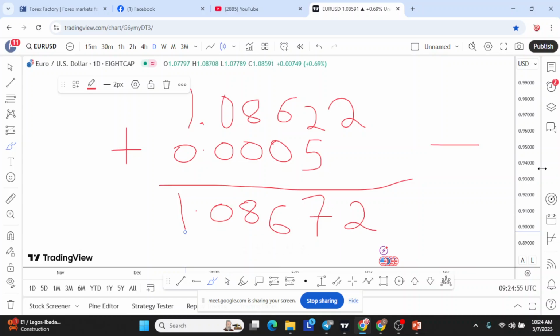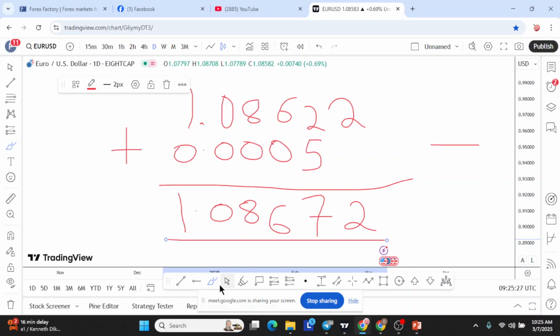So what this means is that if the current price of Euro USD, which is currently trading at 1.08622, goes up by 5 pips, that simply means that the new exchange rate is going to be 1.08672. So we've simply calculated pips.